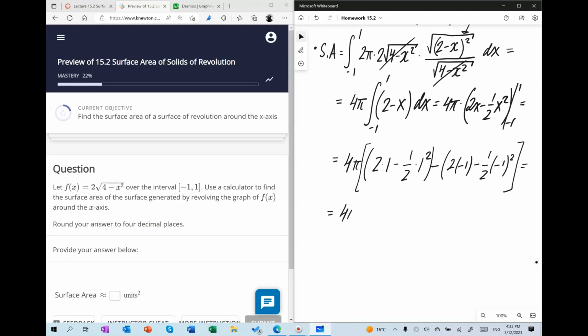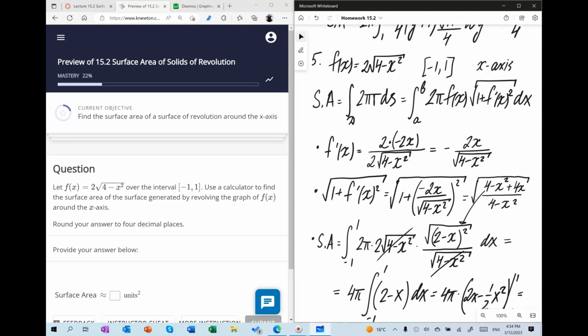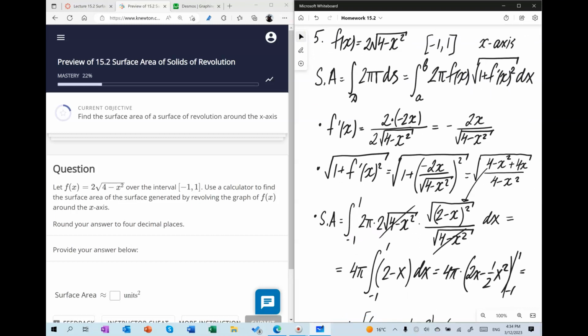And we're almost done. We have 2 minus 1/2 plus 2 plus 1/2 cancels, and the answer is 16 pi. Well, as a bonus, as promised, I'm going to show you how to use technology for problems like this.